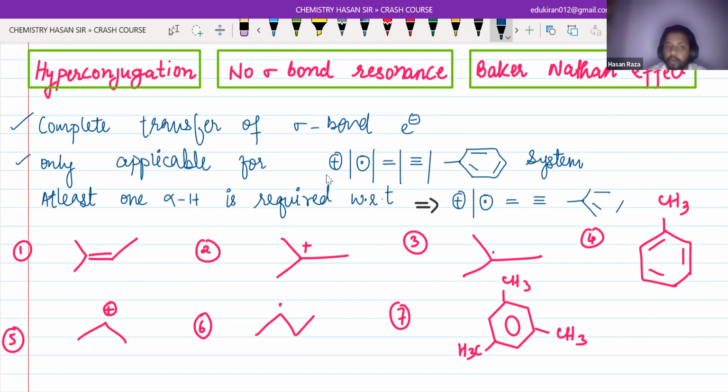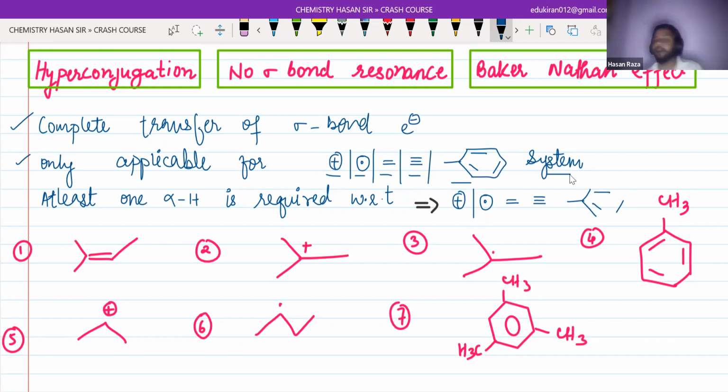Only applicable to cation, carbocation, carbon free radical, alkene, alkyne, phenyl system. Only applicable to this, not carbon anion. You need to remember this. This hyperconjugation is not for carbon anion. It is for carbocation. It is for carbon free radical. It is for alkene. It is for alkyne. It is for phenyl. Is that clear?